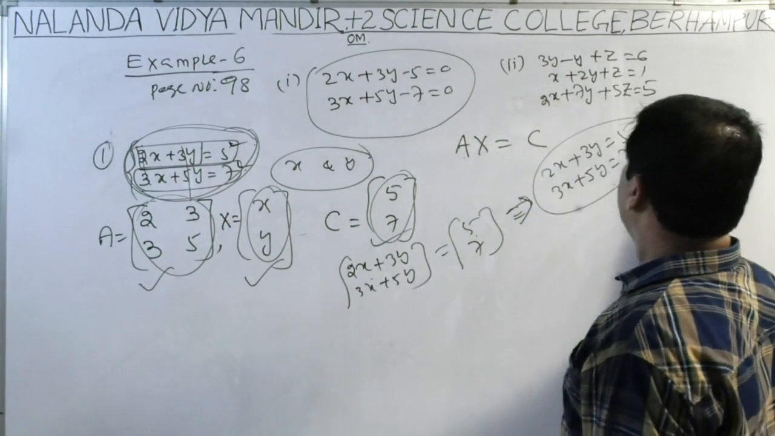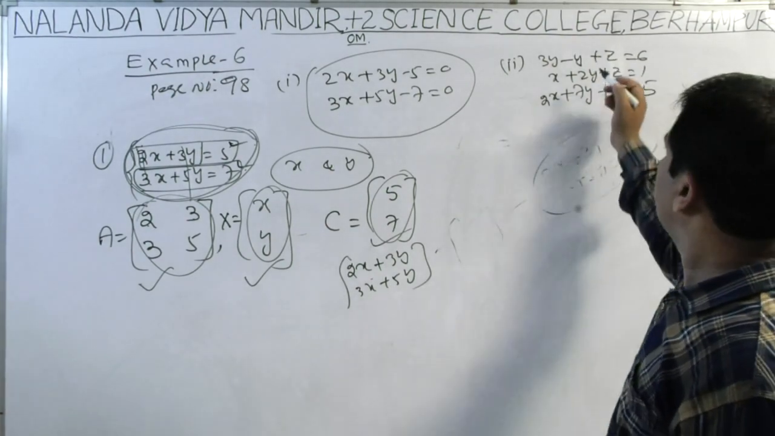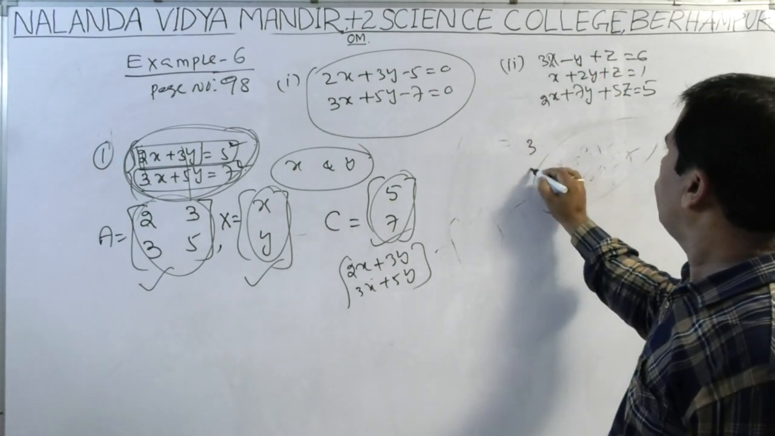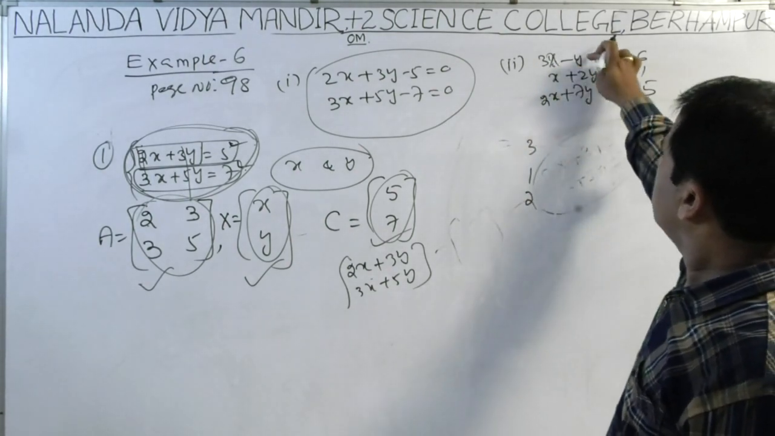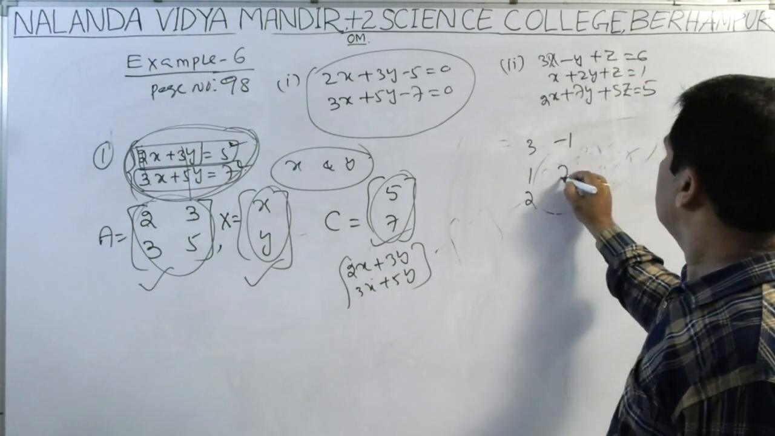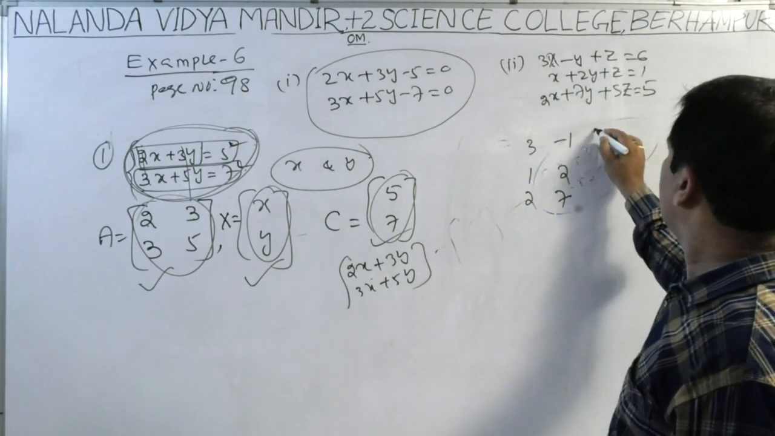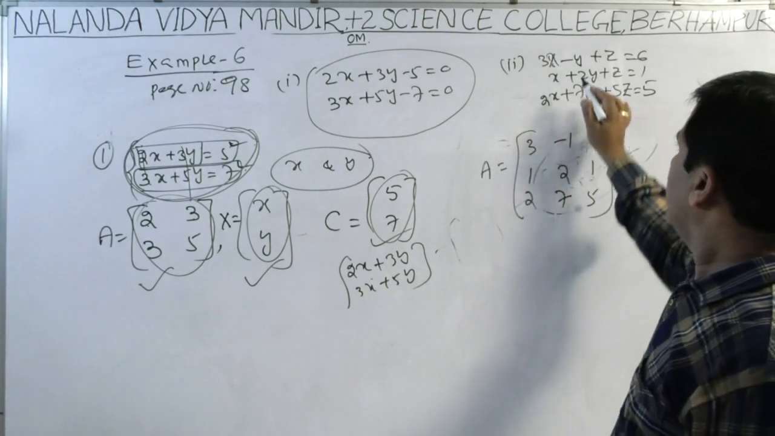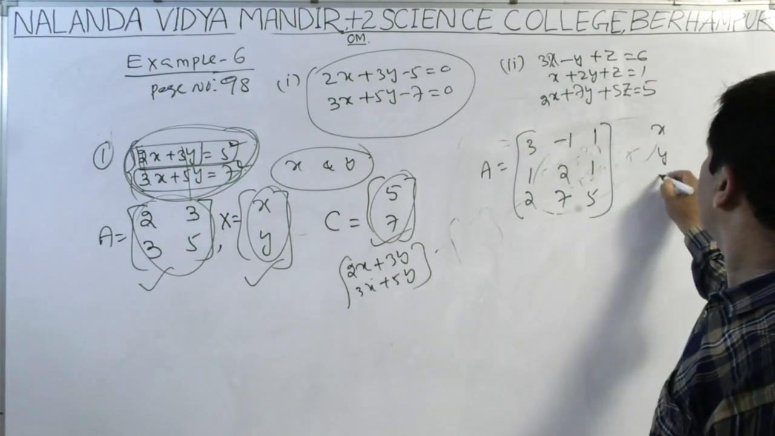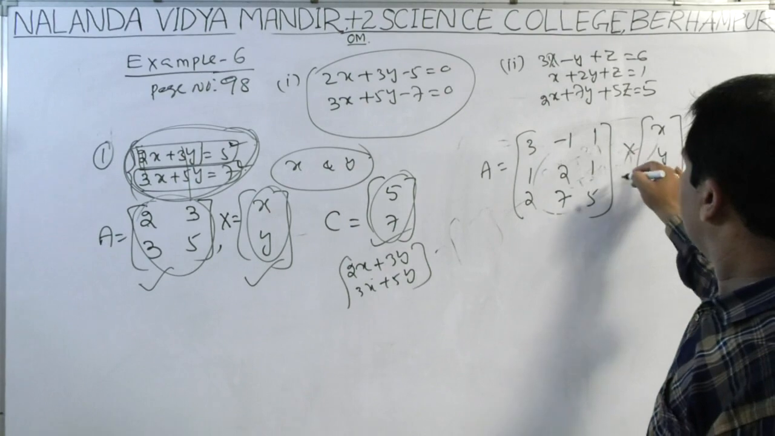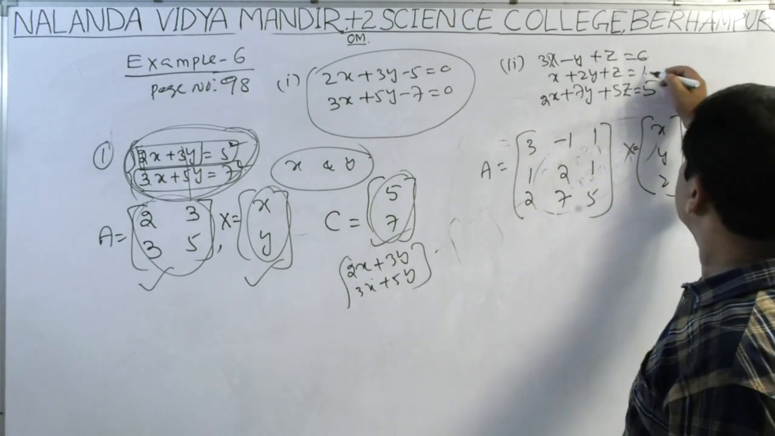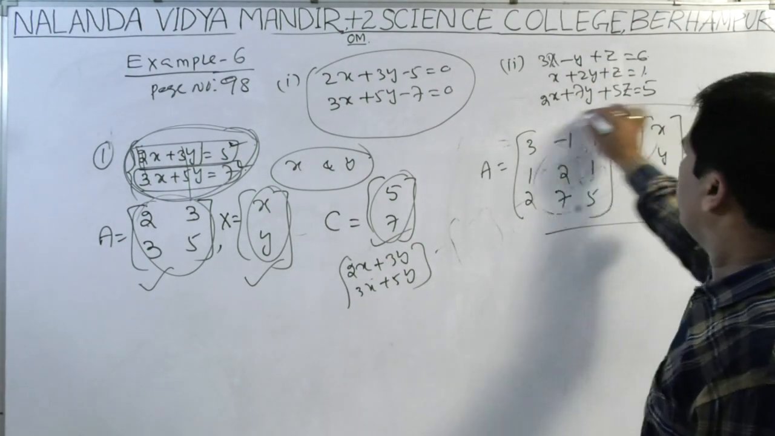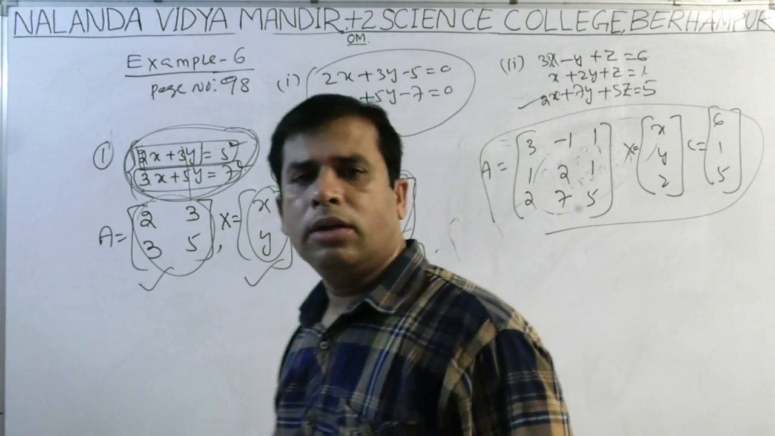In the same way, here also write the coefficients of x, that is 3, 1, 2. In the next column, the coefficients of y: minus 1, 2, 7, and the coefficients of z: 1, 1, 5. This is our matrix A, and the variables x, y, z take another matrix, and the constants 6, 1, 5 form another matrix. In this way, we can write the linear equations in matrix form.